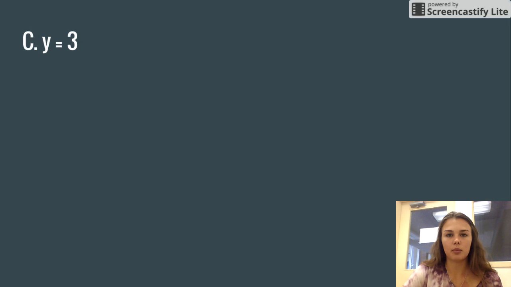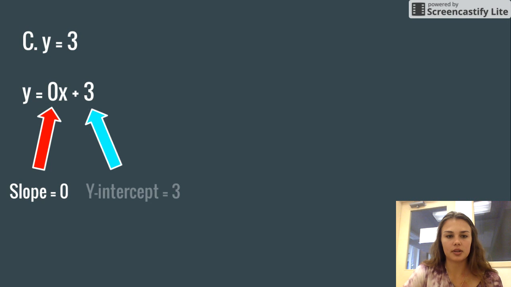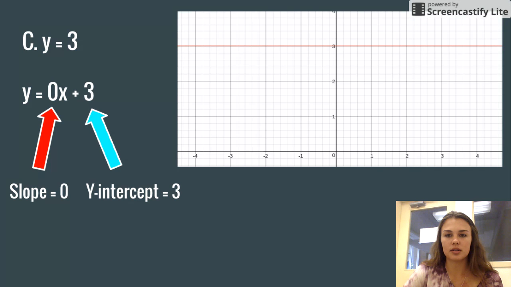Problem C, y equals 3. For the slope, we can rewrite this as y equals 0x plus 3, because 0 times x equals 0 gives you a slope of 0, and your y-intercept is going to be 3. If we graph this, you see it gives you a horizontal line, and your y-axis is at 3.